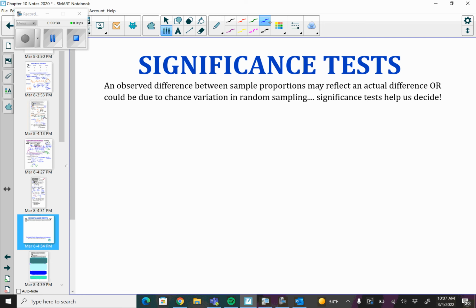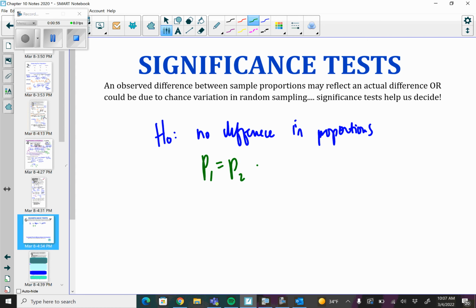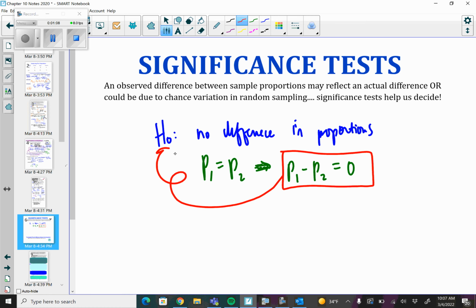In a significance test about the difference between two proportions, our null hypothesis is always going to be that there is no difference in the proportions. Or, in symbols, P1 is equal to P2, or really, because we're talking about the difference, P1 minus P2 is equal to 0. This is always going to be our null, that there is no difference.